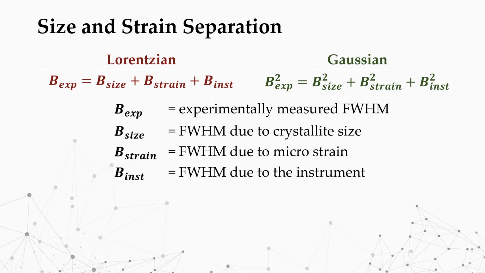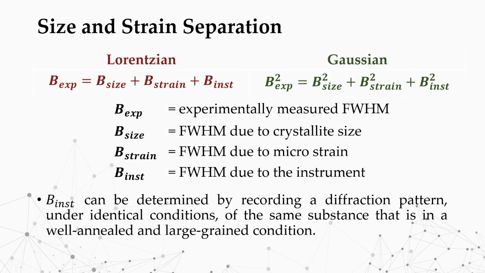We have B_exp, the experimentally observed and measured FWHM, which is equal to the combination of B_size, the FWHM due to crystallite size, B_strain, the FWHM due to microstrain, and B_instrument, which is the FWHM due to the instrument. B_instrument can be determined by recording a diffraction pattern under identical conditions of the same substance that is in a well-annealed and large-grained condition.